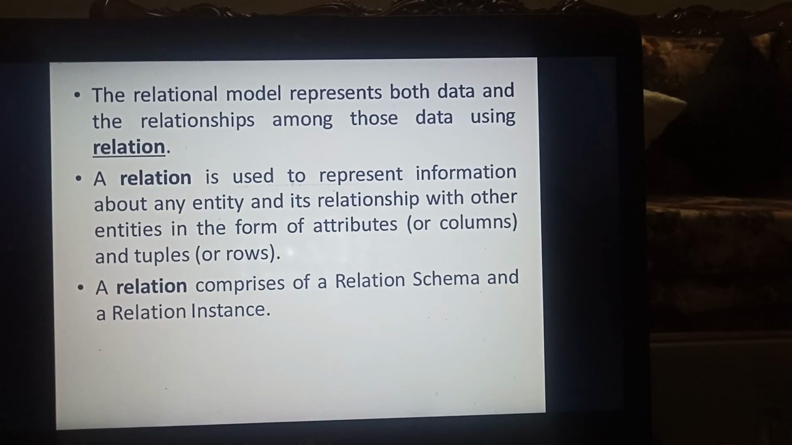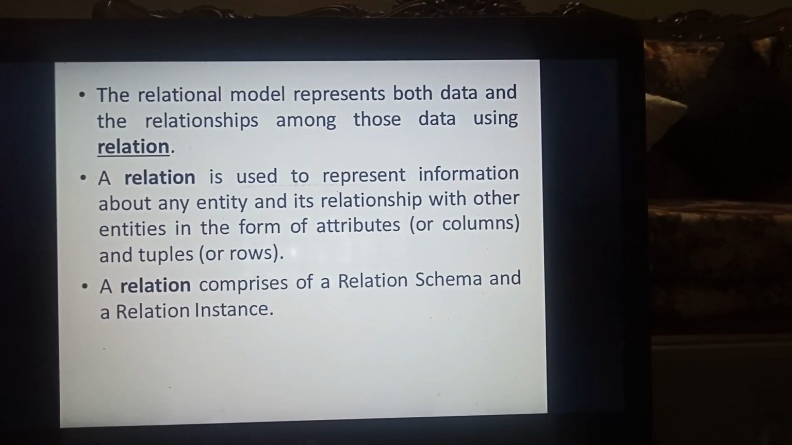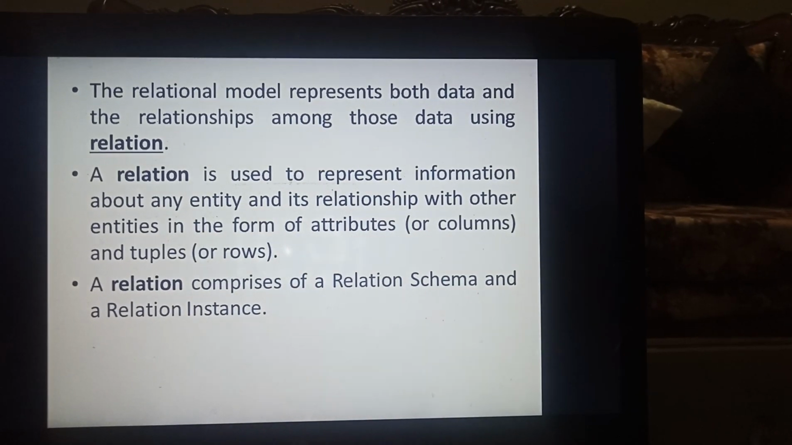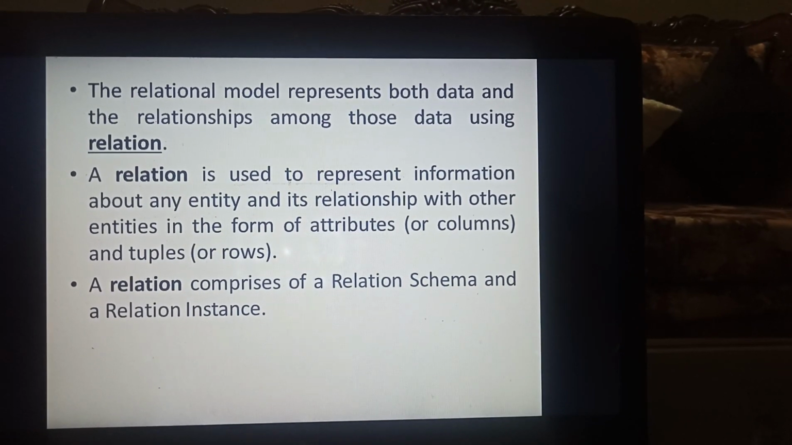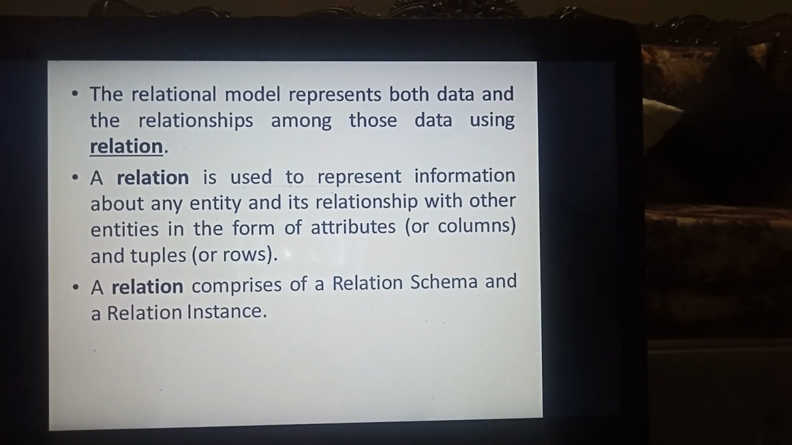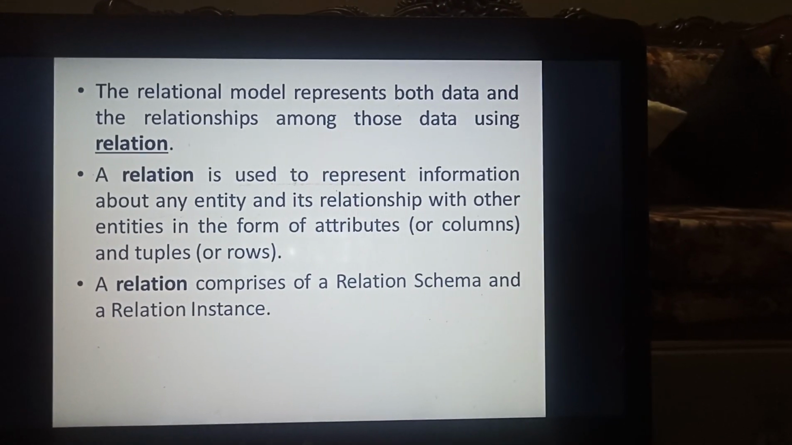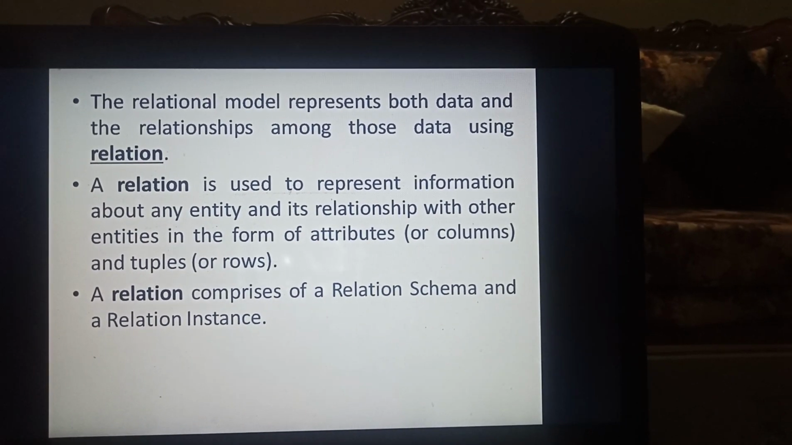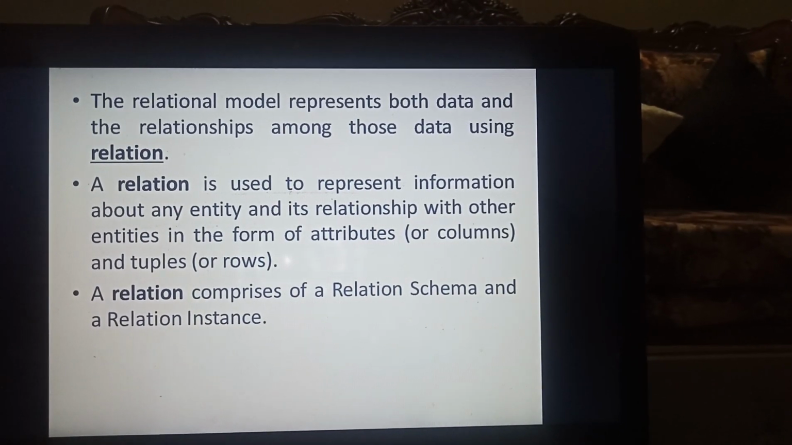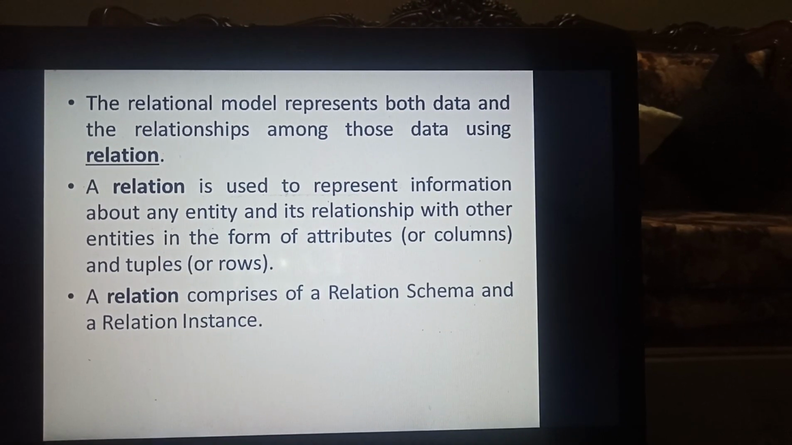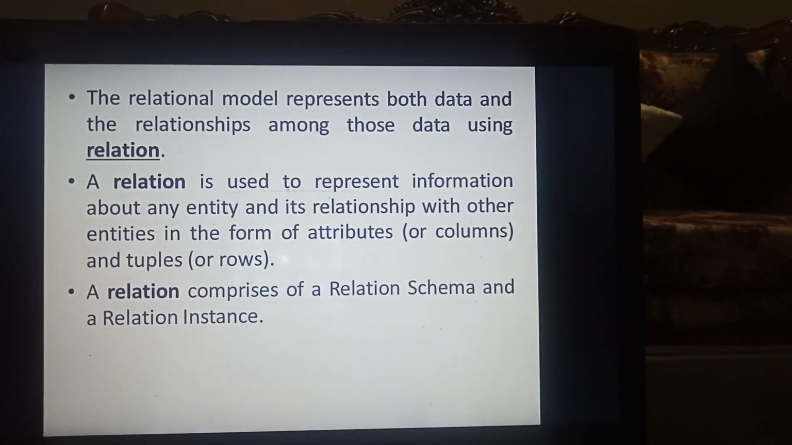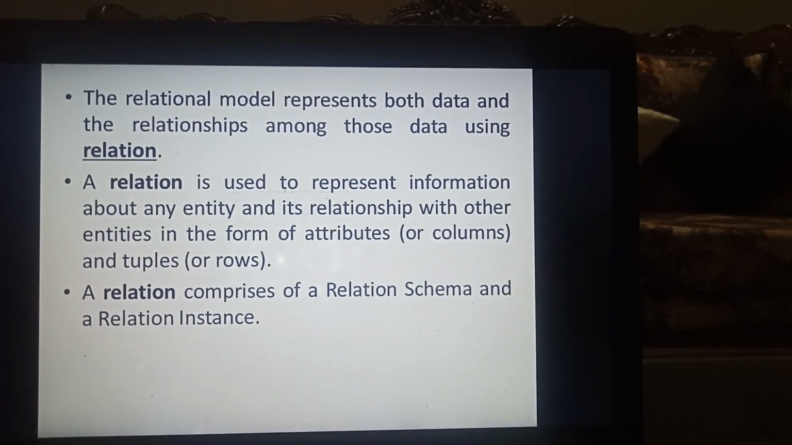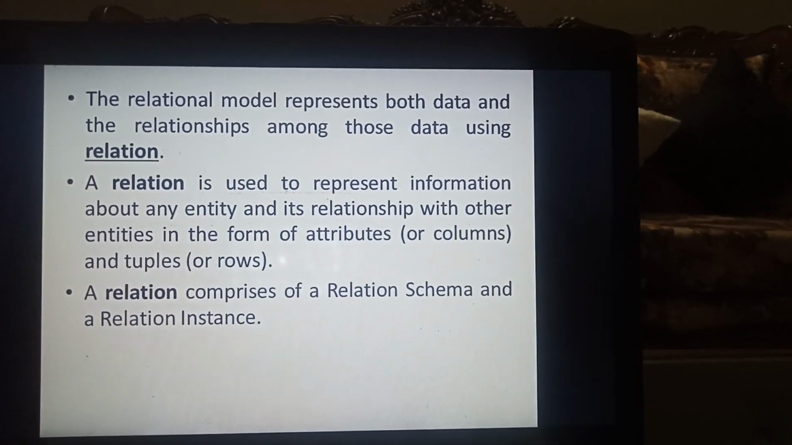A relation is used to represent information about any entity and its relationship with other entities in the form of attributes and tuples. Meaning in the relational model, a relation has attributes and tuples. Columns are known as attributes and rows are known as tuples. A relation comprises two things, relational schema and relation instance. So we will discuss these terms.